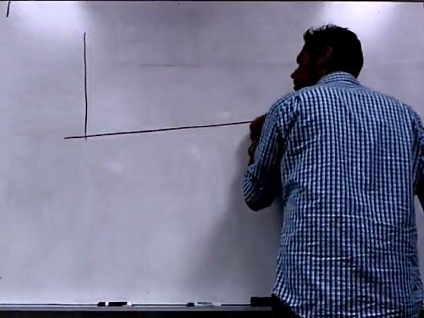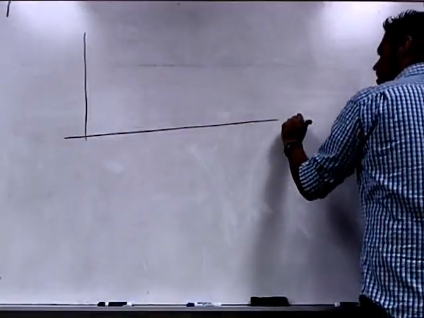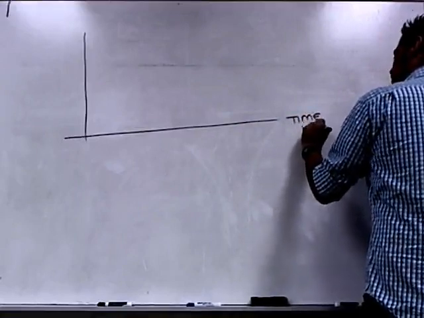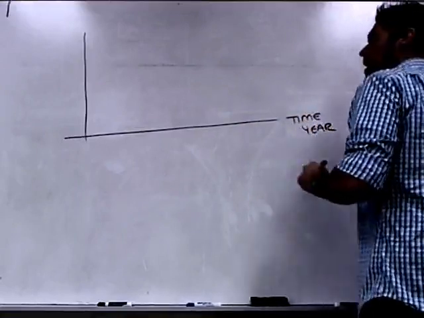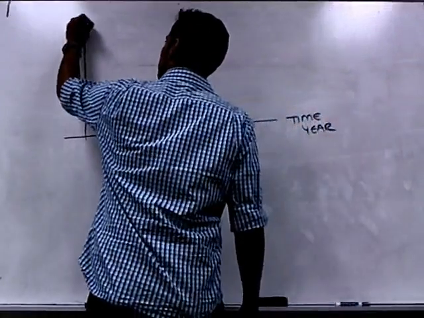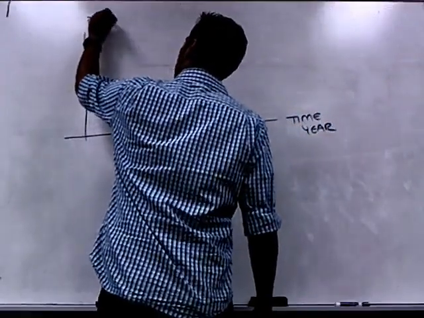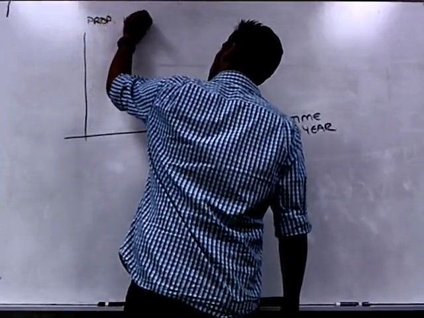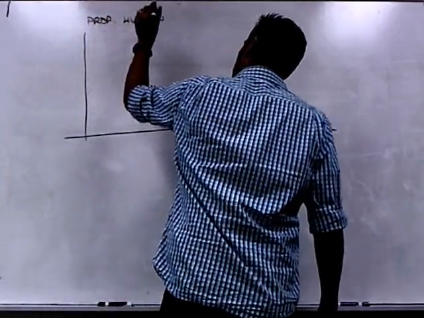of a rational function in the real world. Okay, let's say this is time, and let's say it's measured in years. And let's just say that this is the probability that a human is alive.